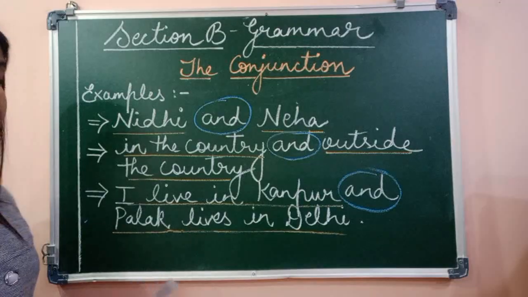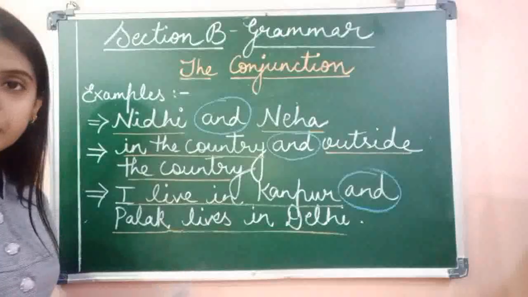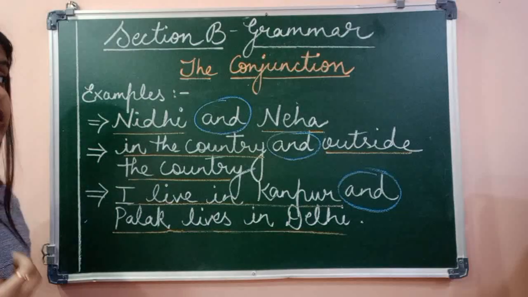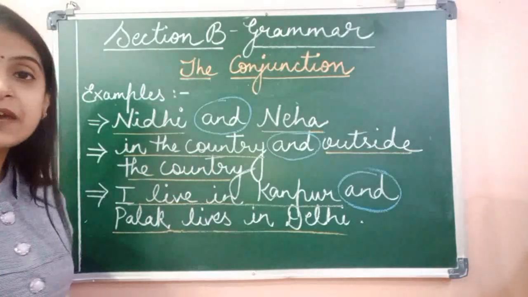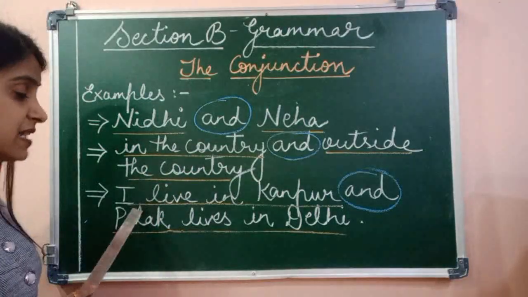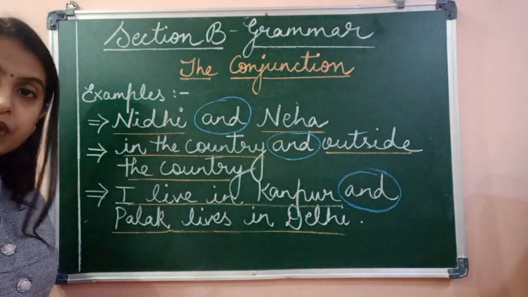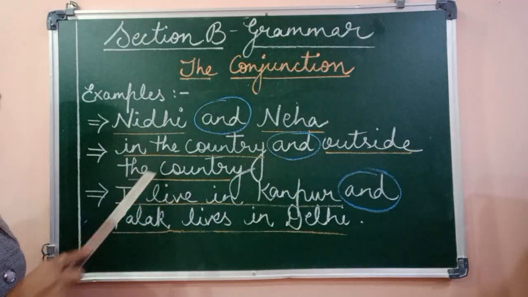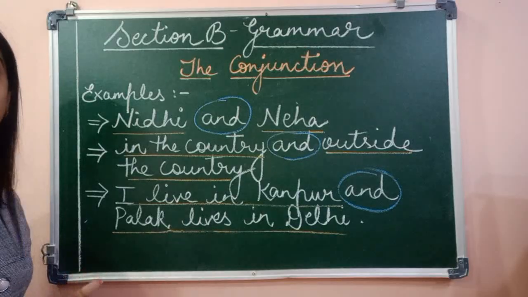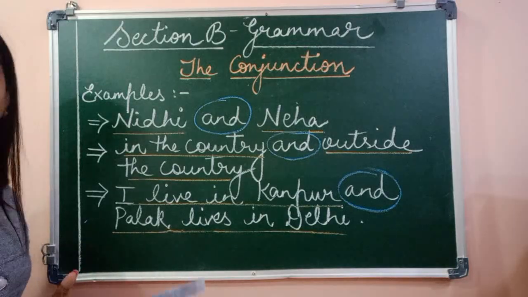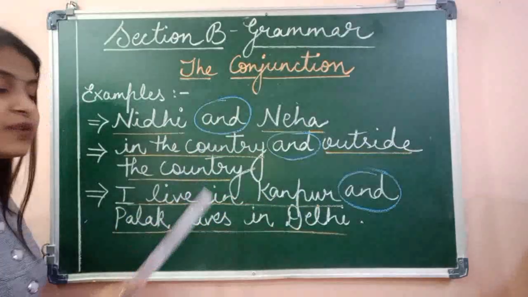I hope children you know the difference between phrase and sentence. Phrases are groups of words that cannot stand alone in a sentence, right? Phrases sometimes give an incomplete thought, but a sentence always gives a complete thought. So this is the difference between phrase and sentence. Like here you see in the country. It is not giving the complete meaning, or it is showing an incomplete thought. So in the country is a phrase and outside the country is another phrase.